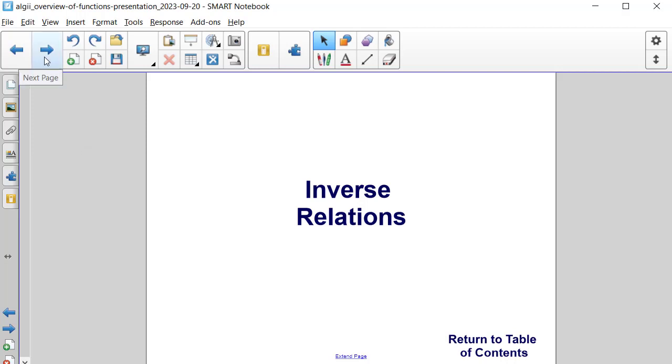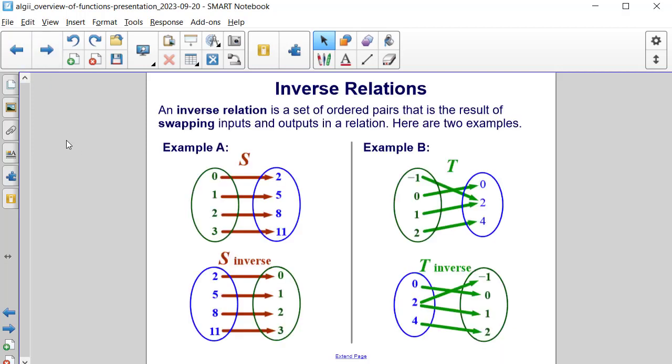Inverse relations. An inverse relation is a set of ordered pairs that is the result of swapping inputs and outputs in a relation. Here are two examples.